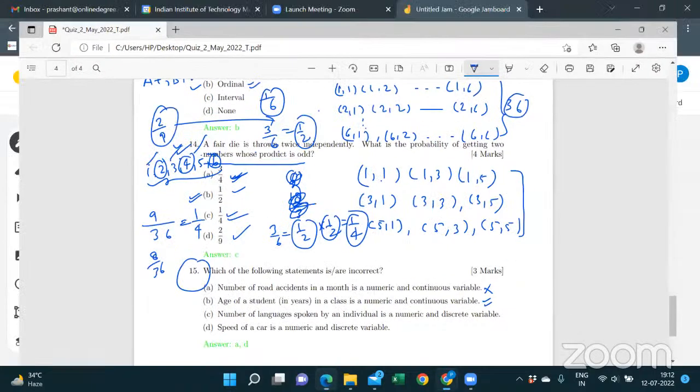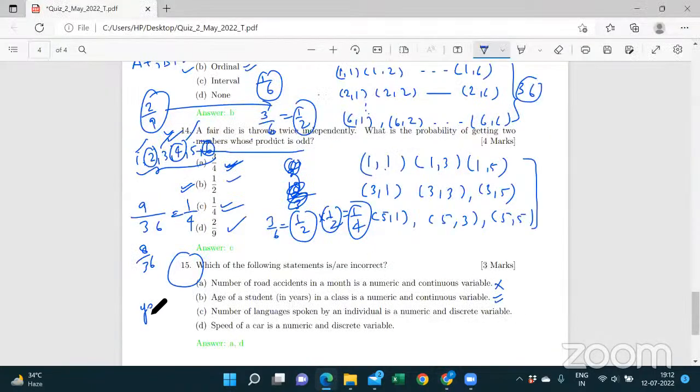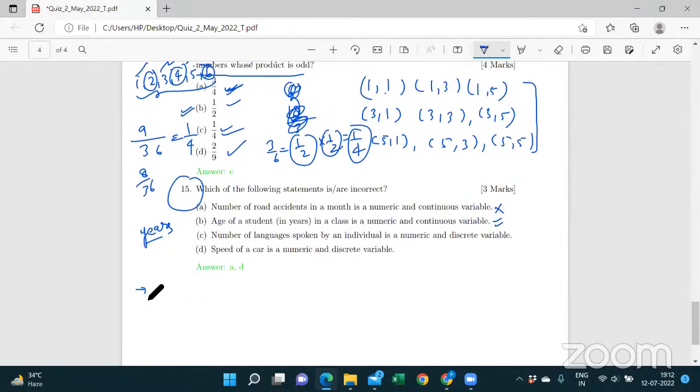Okay, suppose you are measuring the age in years. It should be like 1 year, 2 years, 3 years. So what is your current age? 19. 19, right? So it's not exactly 19. It can be like 19 years, 2 months. It can be 1 day and 2 minutes too. Correct, sir, but it is written age of a student in years. It's specifically mentioned in years, so it should be discrete.